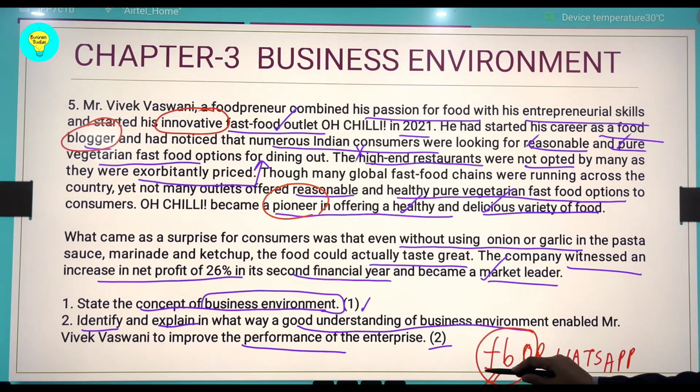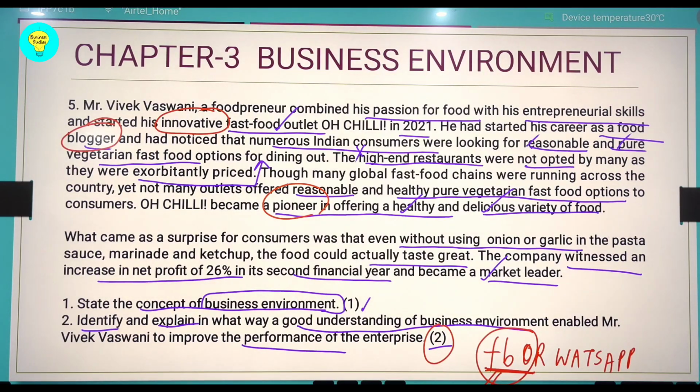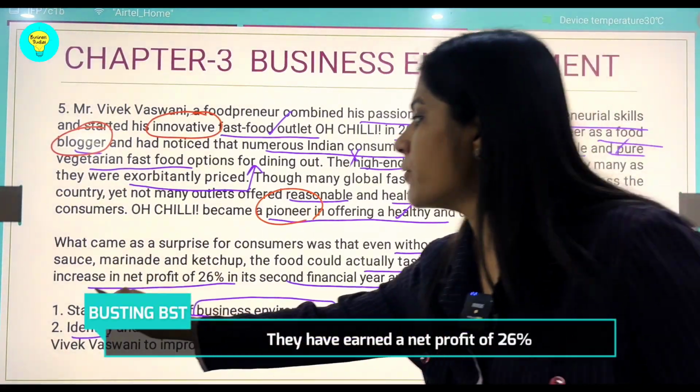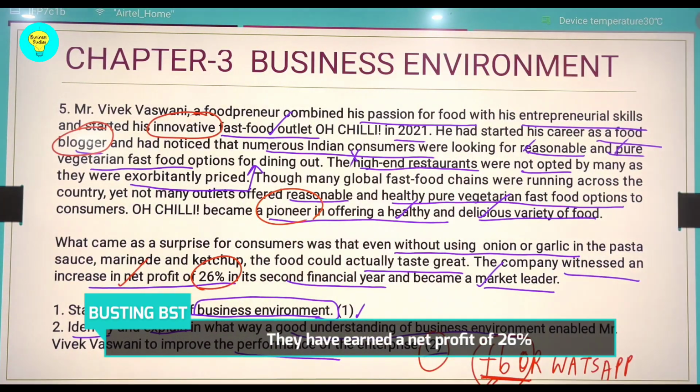This is one and the single point, the point number 1 under importance of business environment. And since it is a 2 marker, you have to denote 2 of the points. Secondly, you can say, students, that this particular firm, Ochil, has been progressing. The last line says that they have earned a net profit of 26% in this particular second financial year.